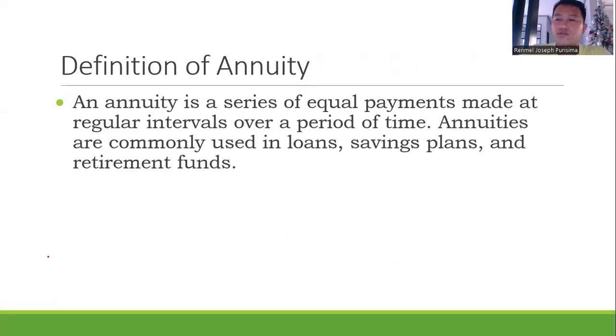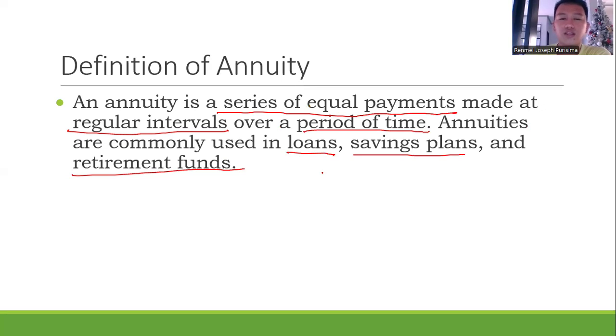Let's start with the definition of an annuity. An annuity is a series of equal payments. It is a series of regular payments that is made at regular intervals over a period of time. Annuities are commonly used in loans, saving plans, and also retirement funds. So that is the basic definition of an annuity. It is a series of equal payments.